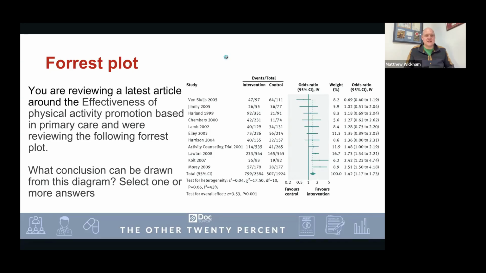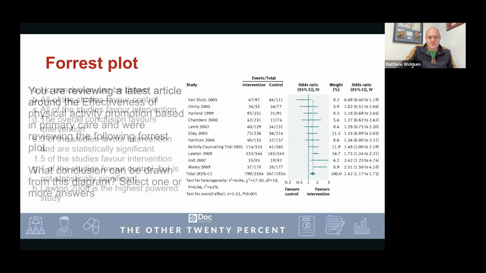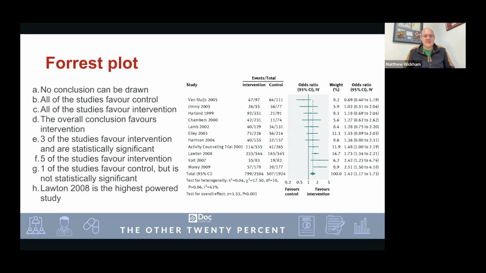Okay, so you're reviewing a latest article around the effectiveness of physical activity promotion based in primary care, and we're reviewing the following Forrest plots. What conclusions can be drawn from the diagram? Select one or more answers. Okay, so you've got all of these A to H and basically saying which is right, which is wrong. And you think, hang on a second, where the heck would I start with this? So let's go through this in detail.